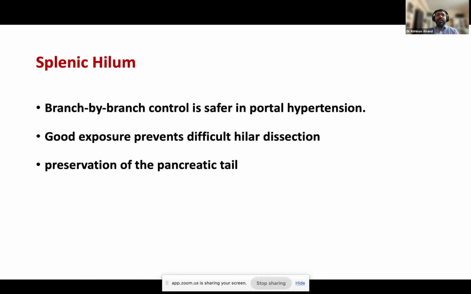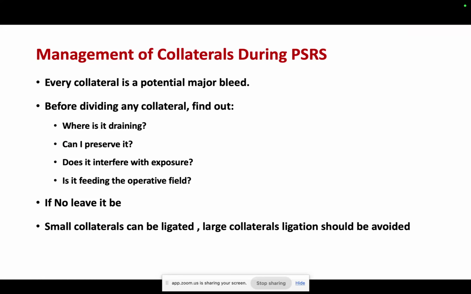After this, the splenic hilum has to be... So you mentioned about all the attachments. So you divide all of them in the beginning? Not in the beginning, sir.